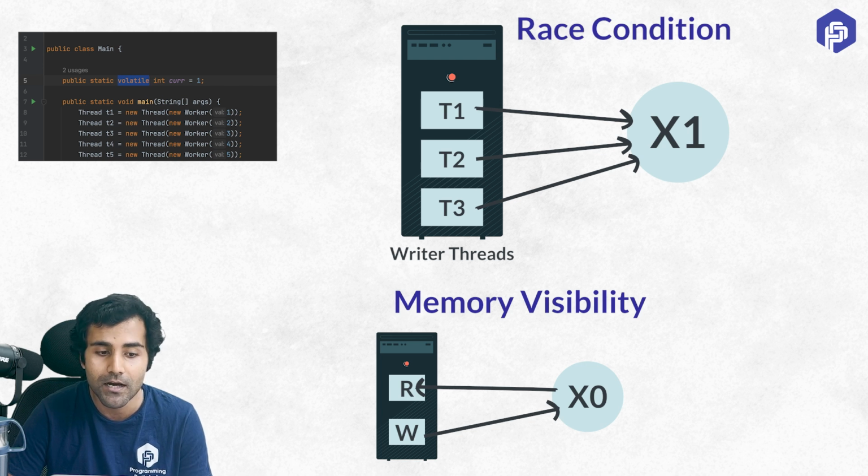In the upcoming time, I'll tell you what other ways, apart from the volatile keyword, we can use to take care of memory visibility issues.